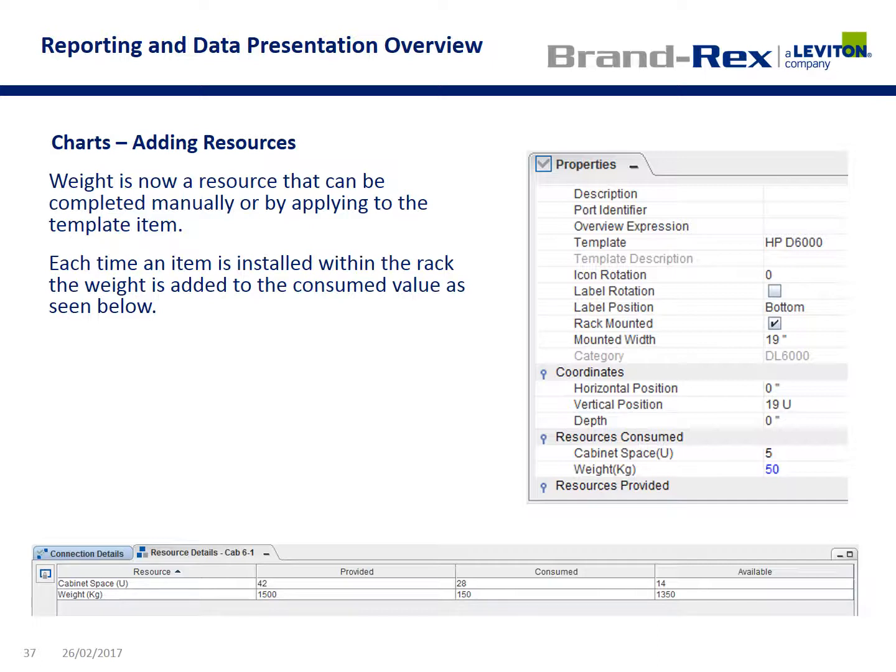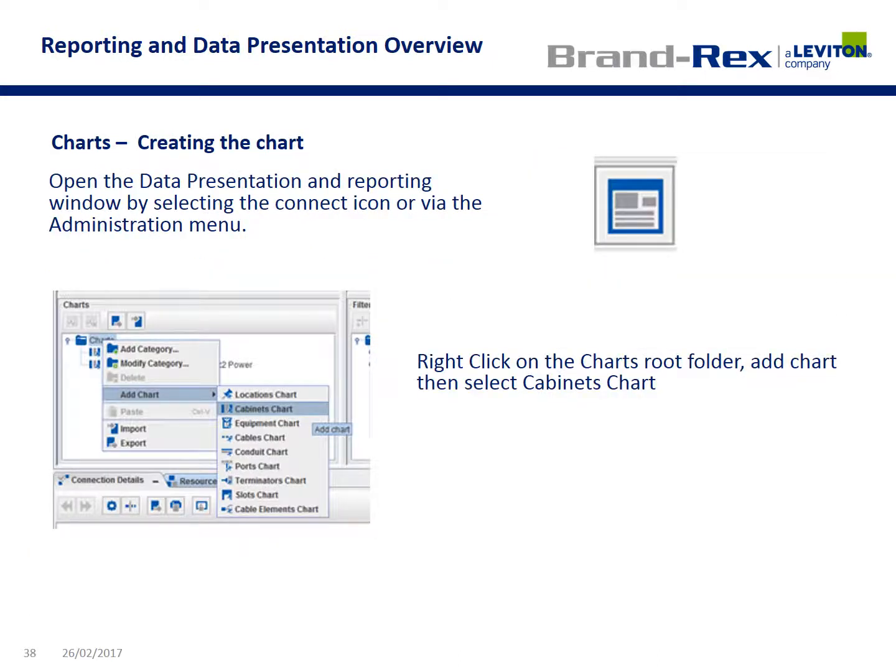Now we have some values in our database, we can begin to develop the chart that shows us some of this data. With the resources in place and values entered, we are now able to easily create the chart. Navigate to the chart window by selecting the data presentation icon on the menu bar or via the Administration menu. Right-click on the root chart folder, select Add Chart, and then, in this case, Chart Cabinet.